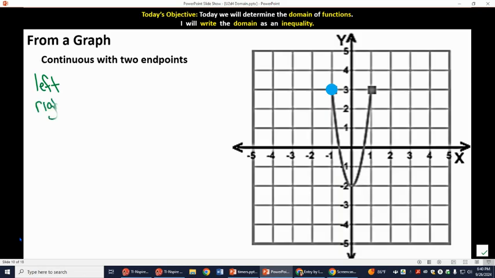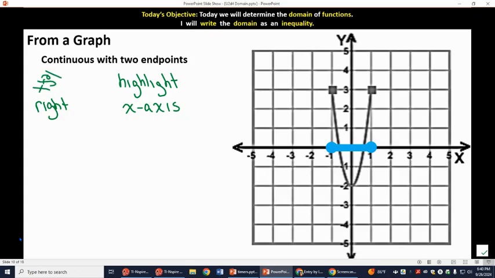Then I'm going to do the same thing from the right. I'm going to go until I touch the graph the very first time and I'm going to note where that point is. Then I'm going to compare those 2 points and see what their x values are and highlight the x-axis between them. So notice I just drop those points down and I note the x-axis between them. I'm going to use that piece on the x-axis to write my domain.